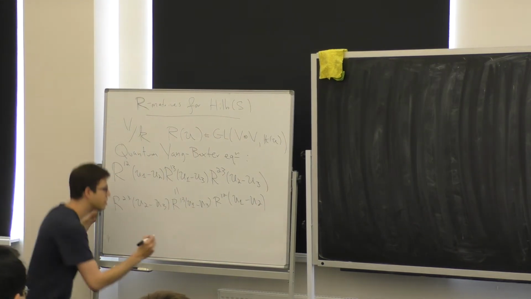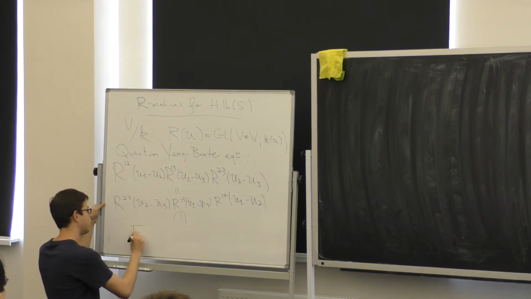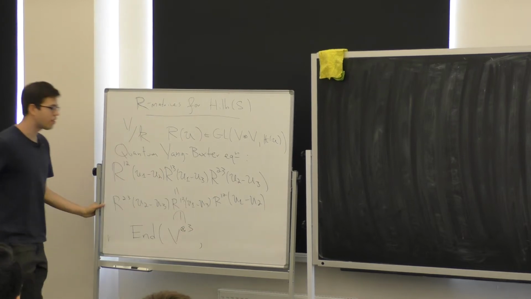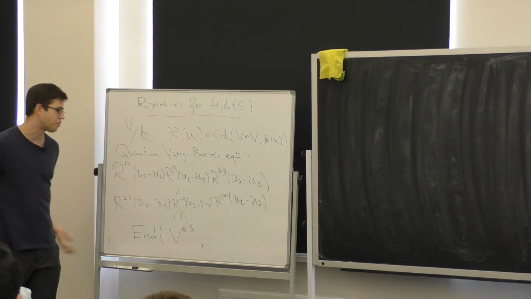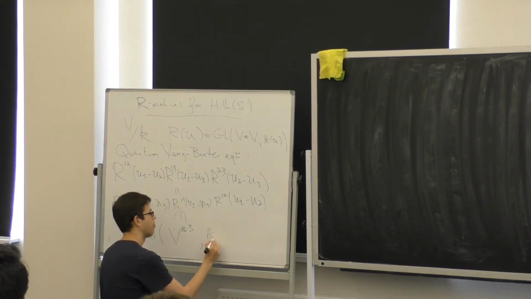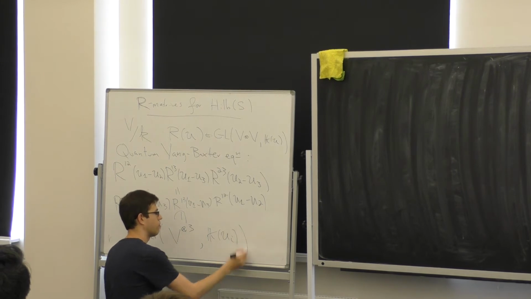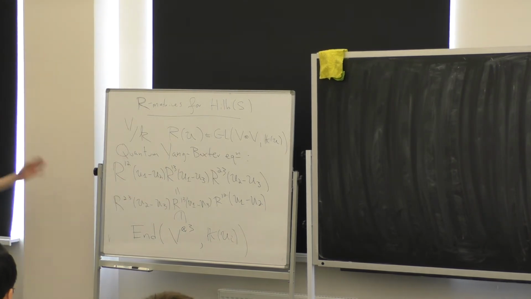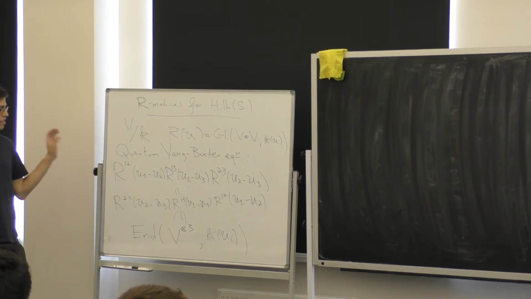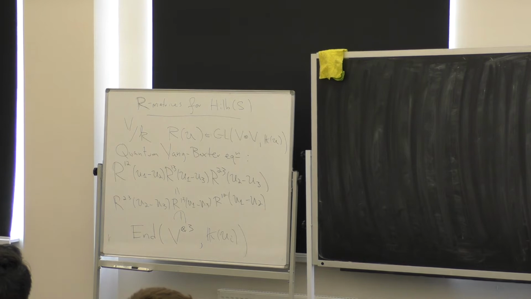And so where do these operators live? They act on the triple tensor product of this vector space over the field of rational functions in these variables, u1, u2, u3. Okay. And this is a pretty complicated equation, right? If V is finite dimensional, say of dimension n, then there are n to the 6th equations and n to the 4th variables.